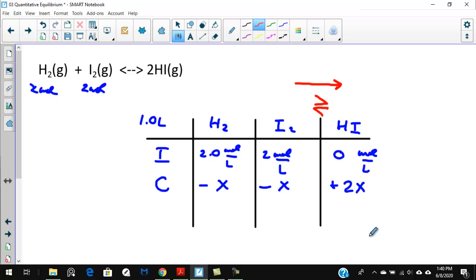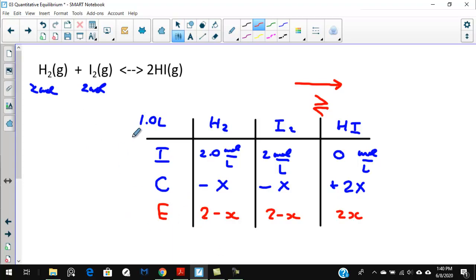So now the other thing we needed to be able to solve this equation, we're trying to find equilibrium concentrations. So we can come down here and get our final row of E. Well, we just add these columns up. So this just becomes 2 minus X. This becomes 2 minus X. And 0 plus 2X just becomes 2X. And so that's the chemistry behind setting up an equilibrium question.